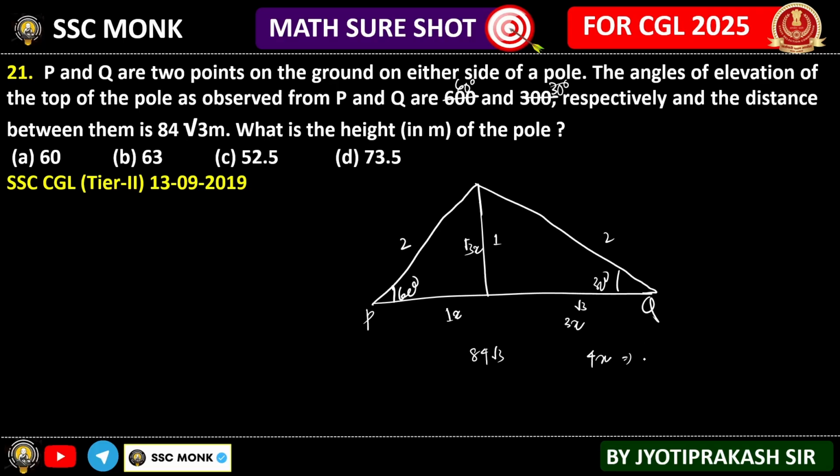4x is equal to 84 root 3. So x value is equal to 84 by 4, so 21 root 3. So if x is equal to 21 root 3, the height is equal to root 3 into 21 root 3. That is equal to 21 into 3. That is equal to 63 meter. So answer option B. Clear?